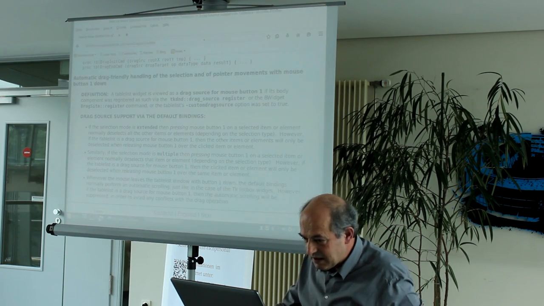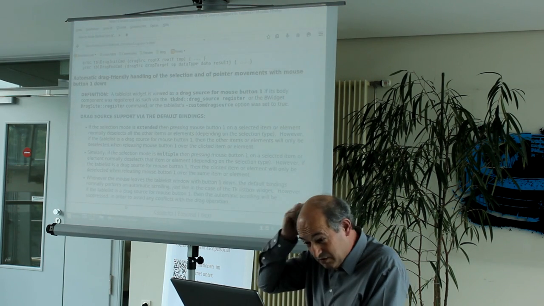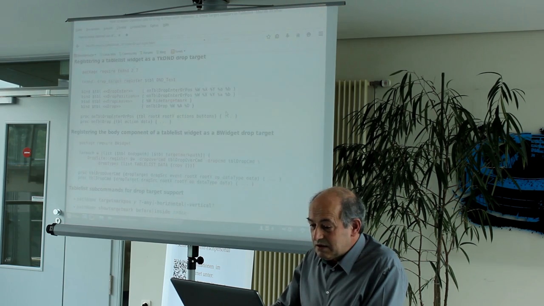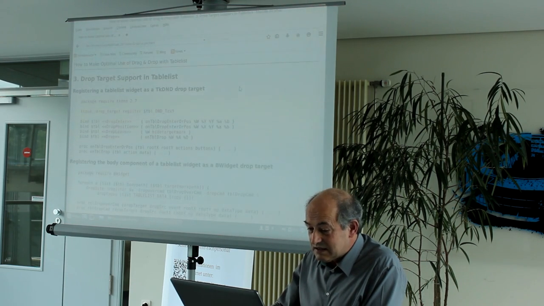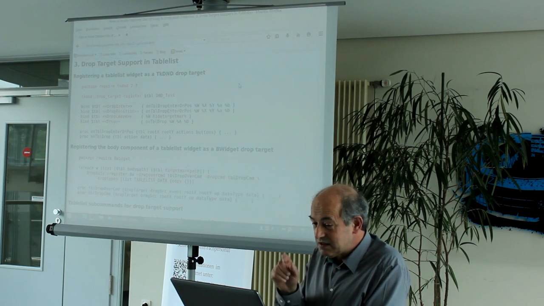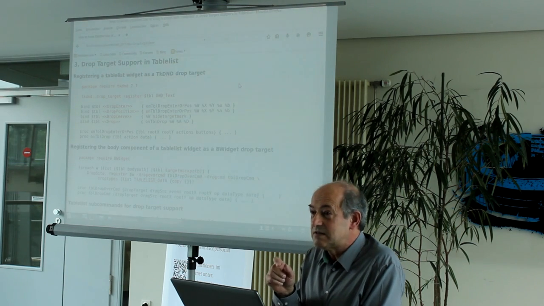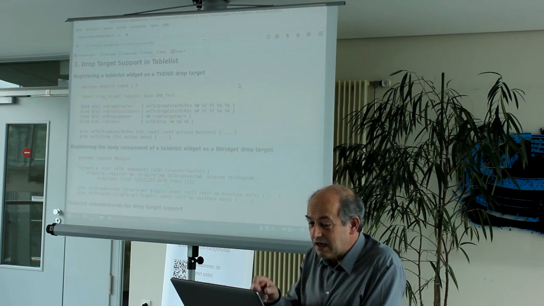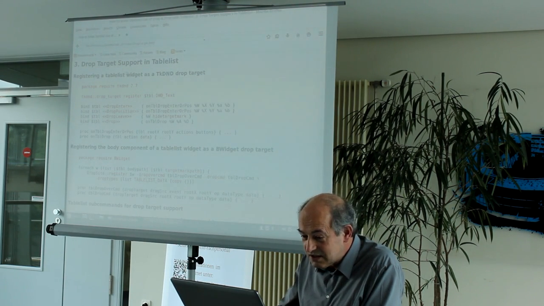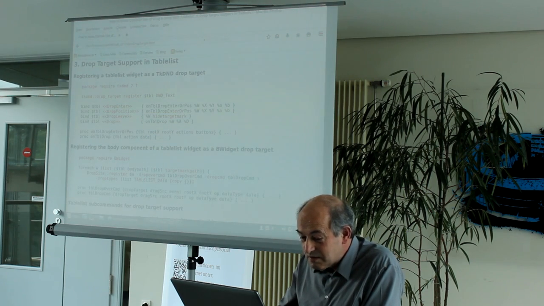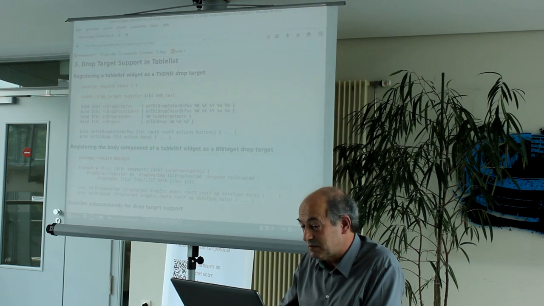Okay, let's come back. So this is how Tablelist handles the drag source. Now what is with drop targets? There is a small difference here. In this respect, TkDND is better than BWidget, because with TkDND we can register a tablelist widget as a drop target. With BWidget we can only register the body of the tablelist as a drop target.